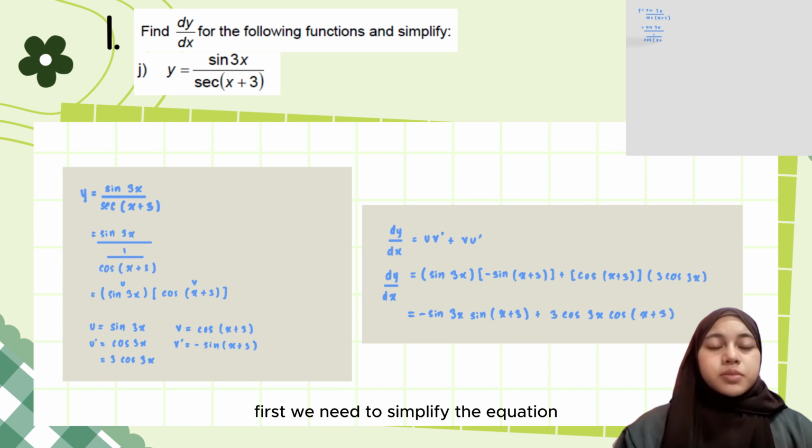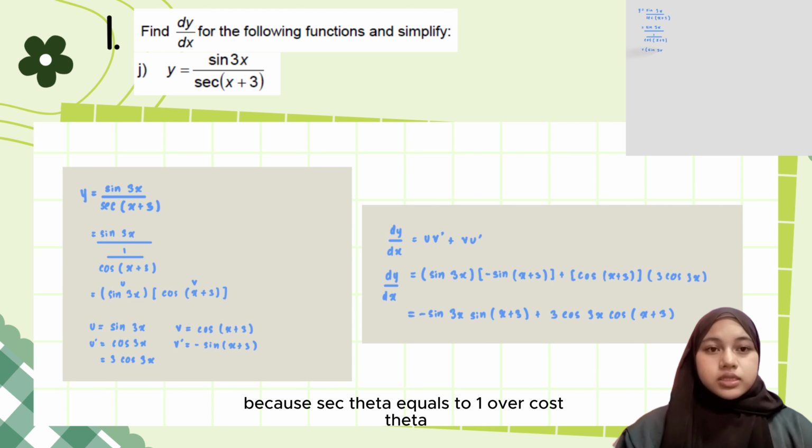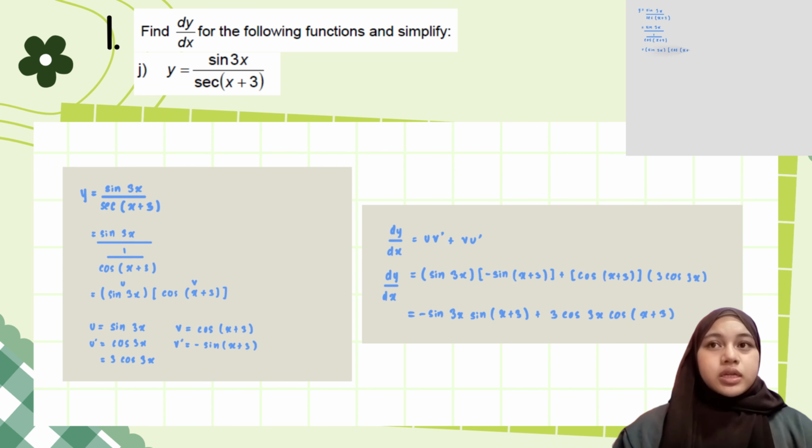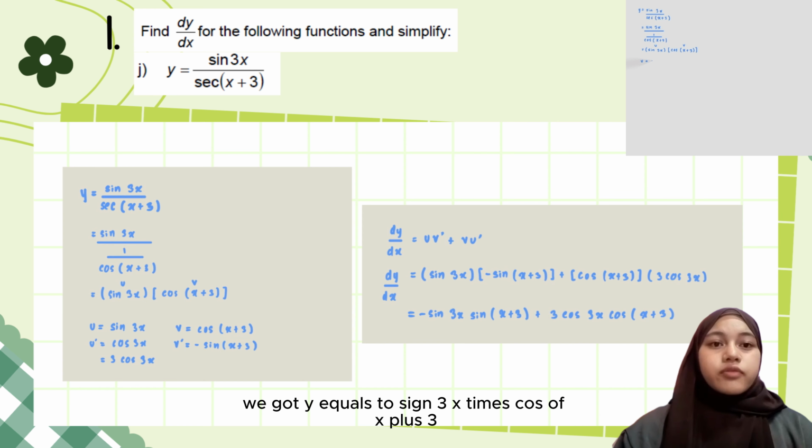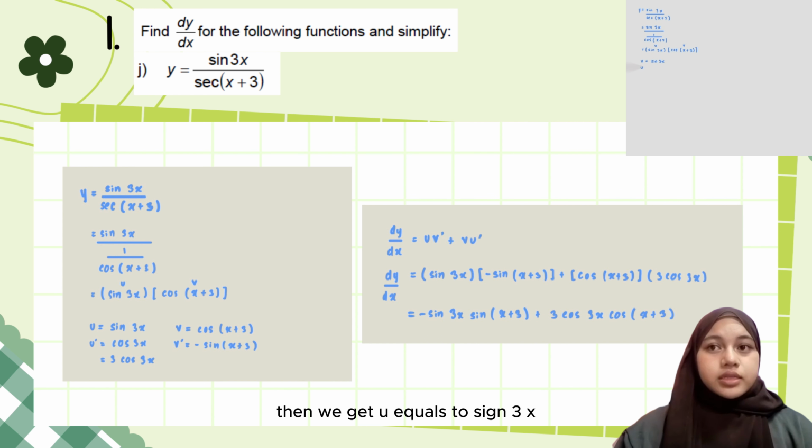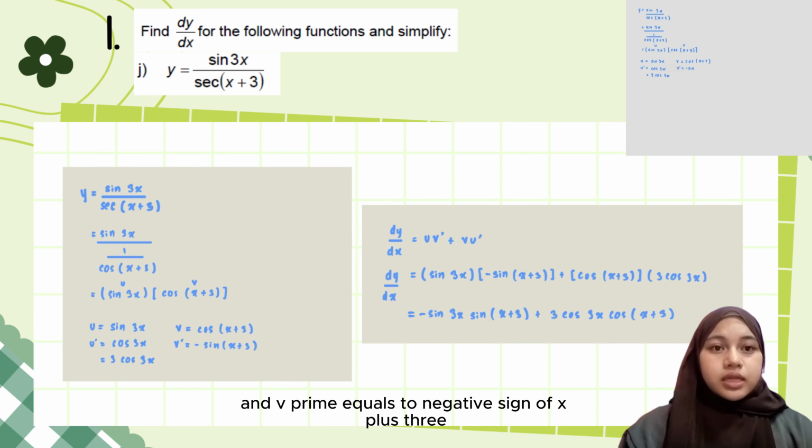First, we need to simplify the equation by changing sec into cos, because sec theta equals 1 over cos theta. We get y equals sin 3x times cos of (x plus 3). Then, we let u equal sin 3x and v equal cos (x plus 3). u prime equals 3 cos 3x and v prime equals negative sin of (x plus 3).